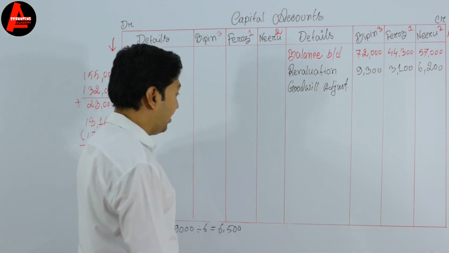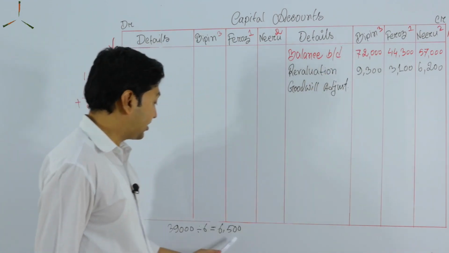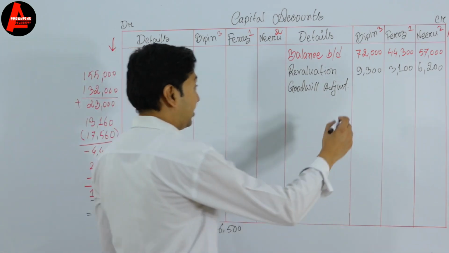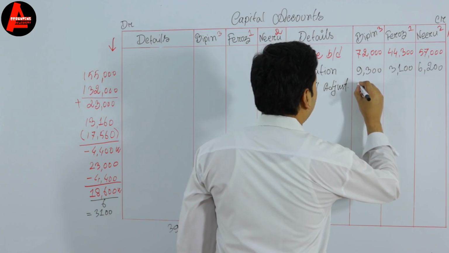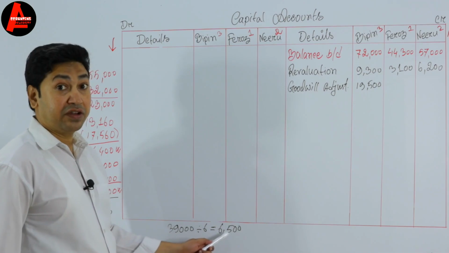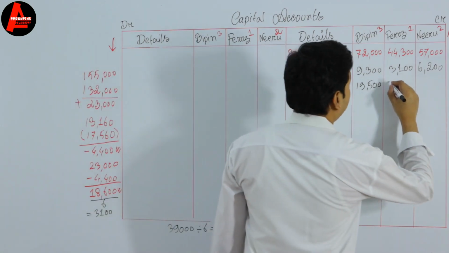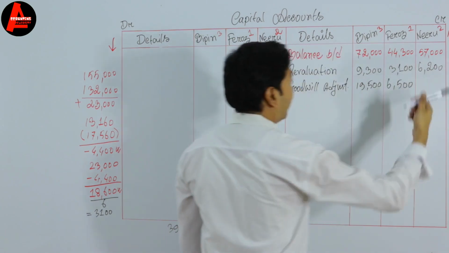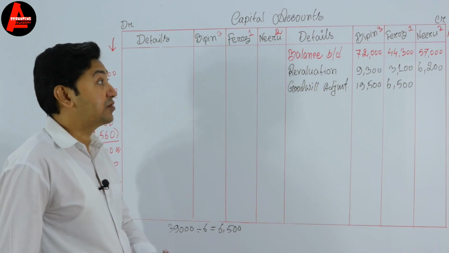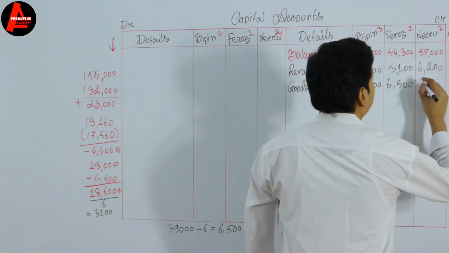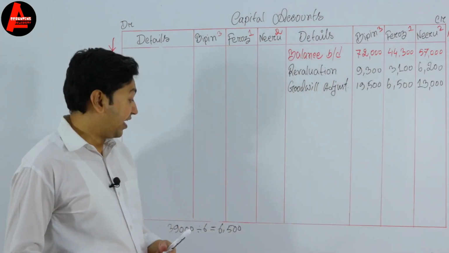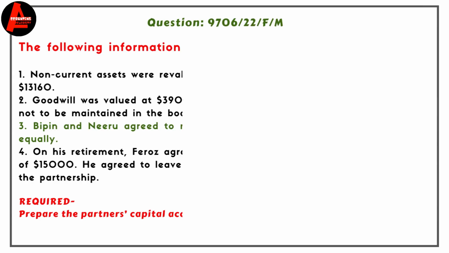Goodwill adjustment. So here Bipin has 3 shares, so $6,500 times 3. So here he will get $19,500. For Feroz, same, $6,500 times 1. So it will be the same amount, $6,500. And for Nero, 2 shares here, so $6,500 times 2. It will be here $13,000. Okay, so we adjusted the second one.